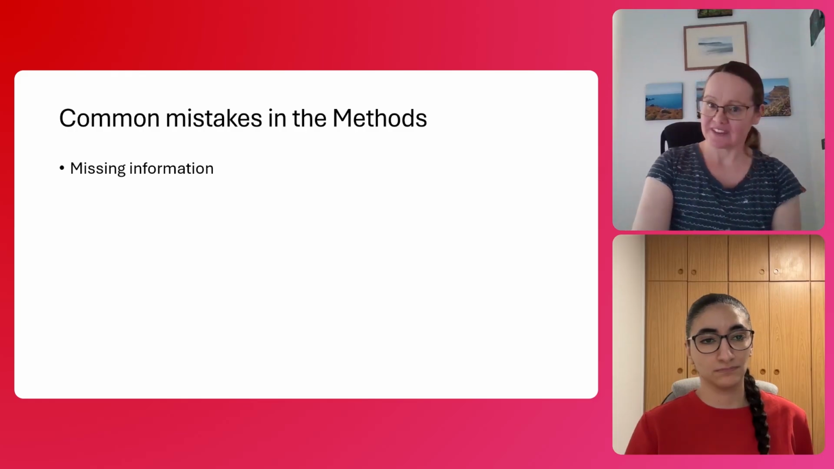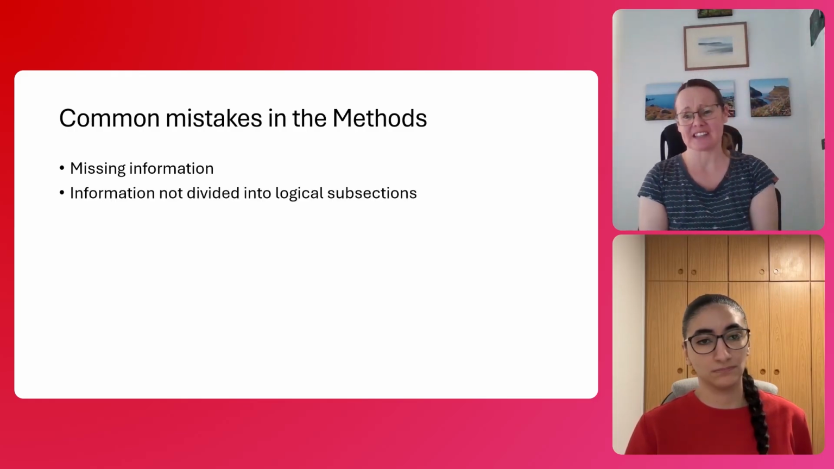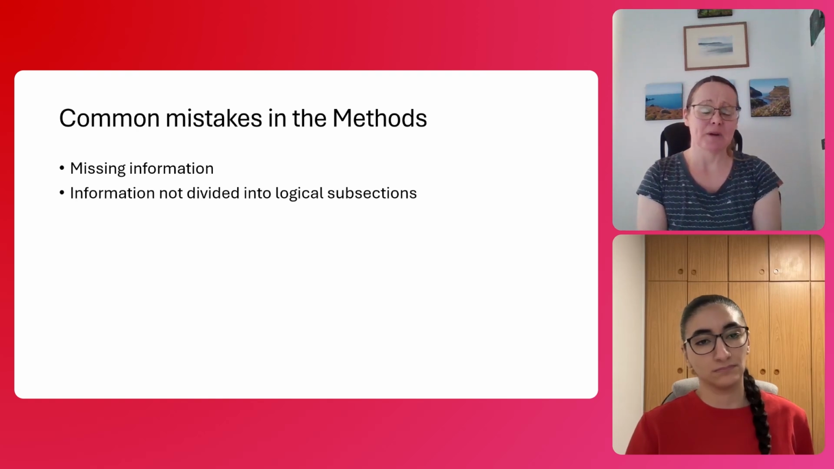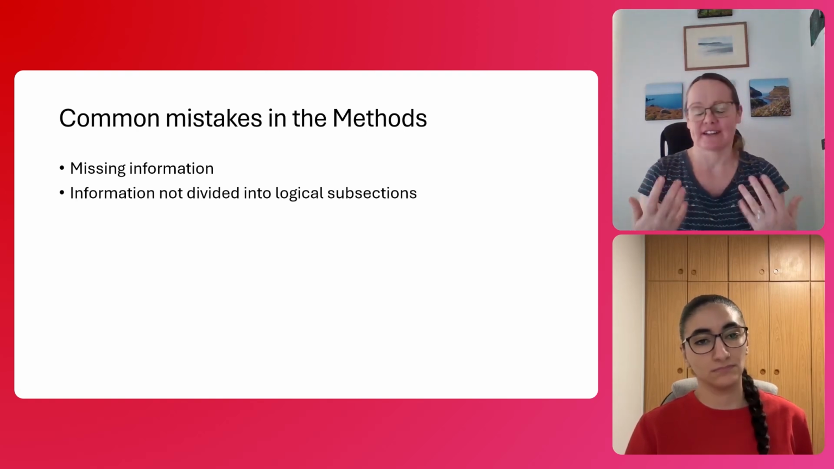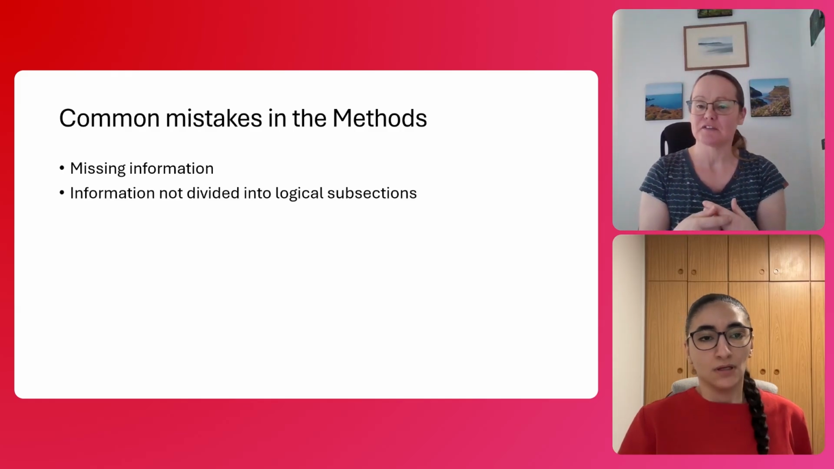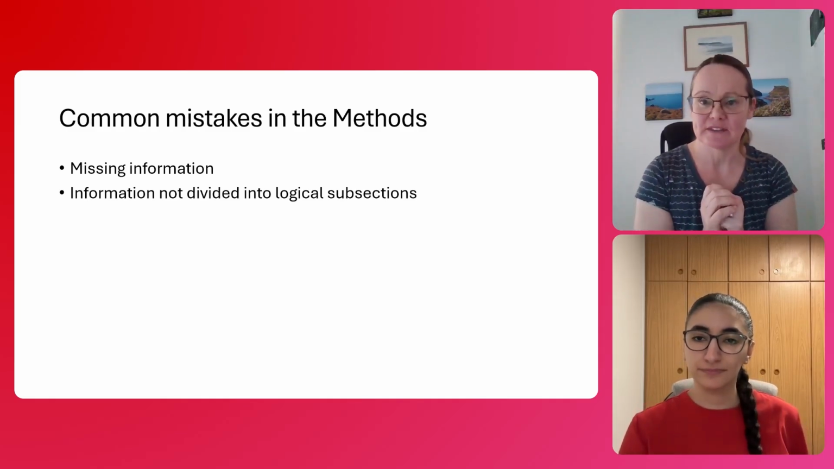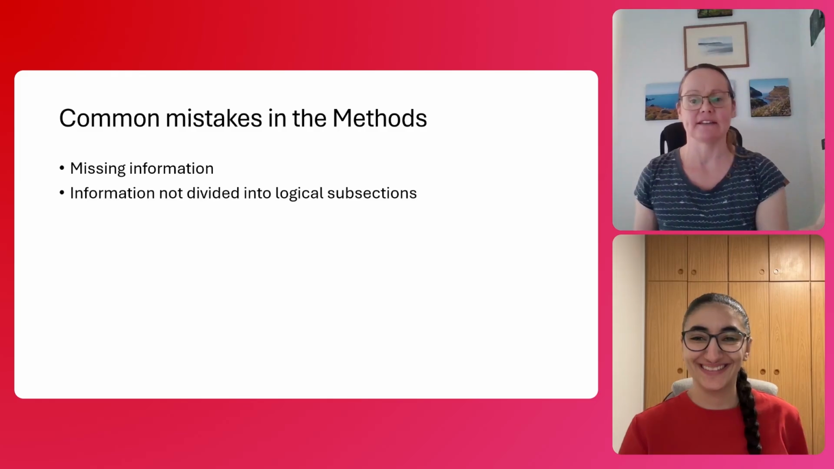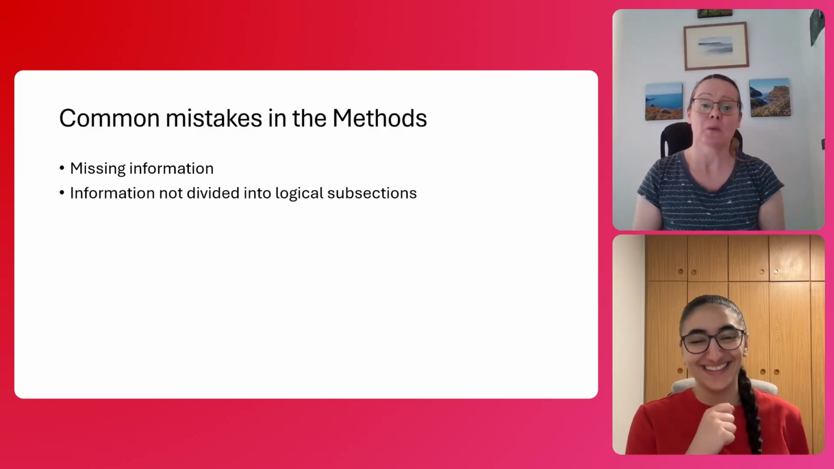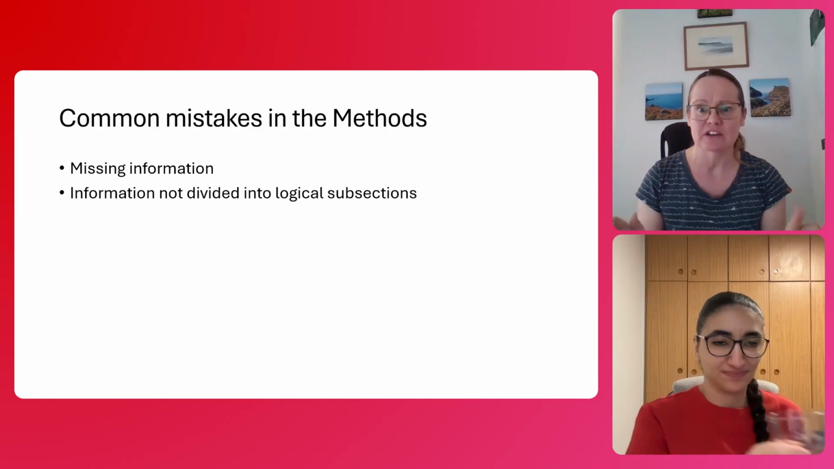You might include the information, but you might not divide it into logical subsections. The problem there is that the information is just not accessible to your reader. So think of how you read a research paper. I think very few of us settle down with our tea and decide to read the methods section from the start to the end. This very rarely happens. We're looking for specific information. We have a specific experiment that we're interested in.